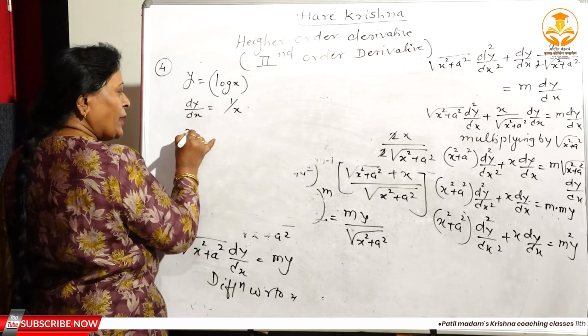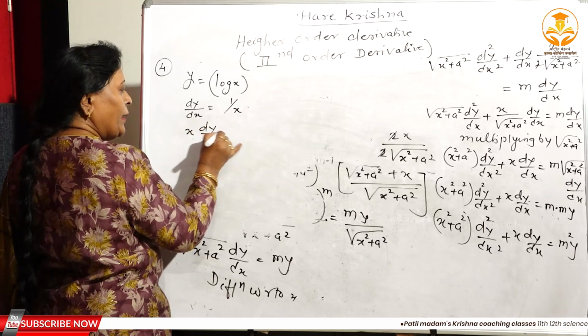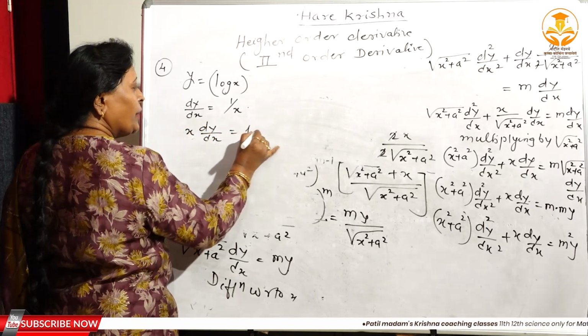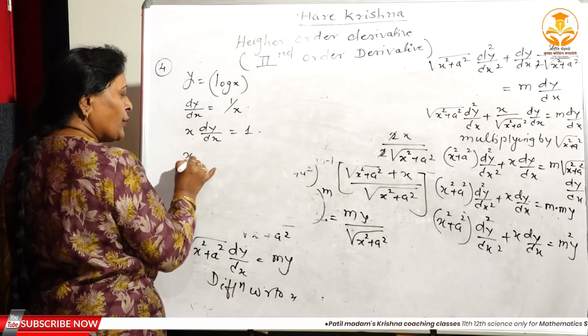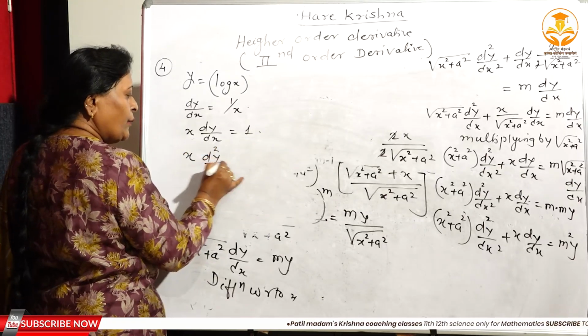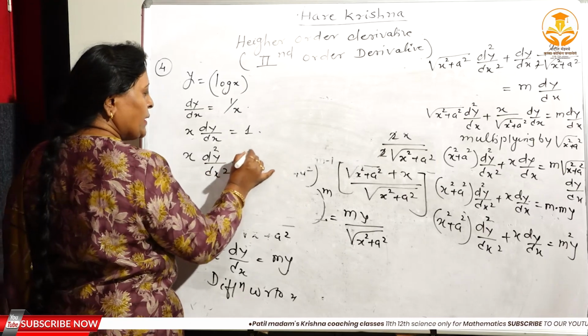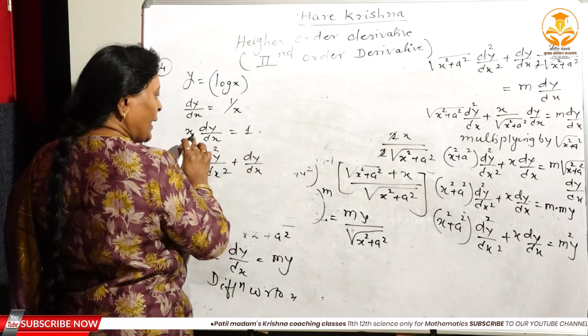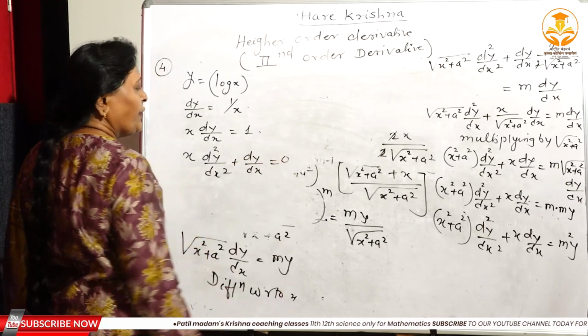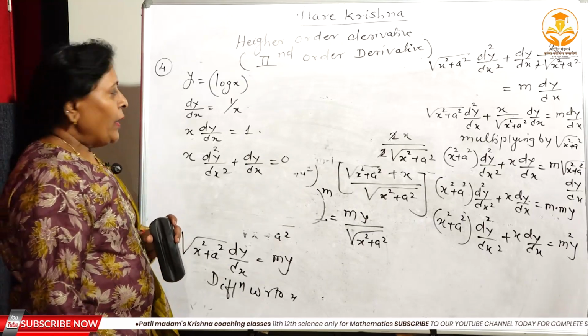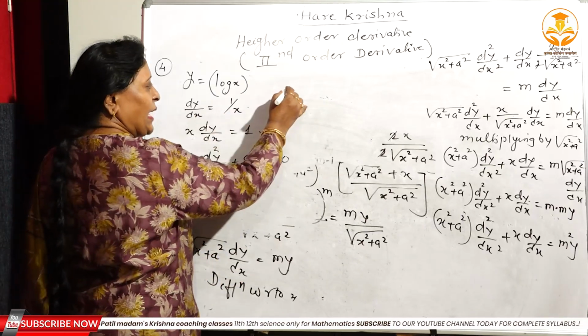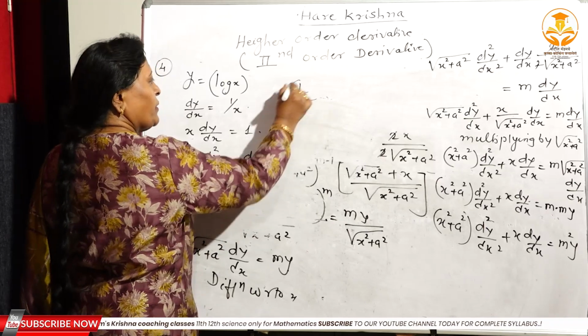Now see what you have to do. x you have to multiply here, x dy by dx is equal to 1, isn't it? Apply multiplication rule. x remains as it is, d2y divided by dx square, plus dy by dx remains as it is. The derivative of x is 1 and the derivative of 1 is 0. Directly if you do, what is the second order derivative? Minus 1 upon x square, isn't it?